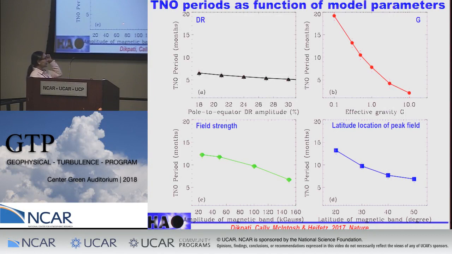And as a function of toroidal field strength, the periodicity decreases, and as a function of latitude location of the toroidal field, as you place it at lower and lower latitude, the periodicity increases. As a function of the progress of the solar cycle, you would expect that the toroidal field migrates from high latitude to low latitude, so the seasons will be much less frequent as it progresses.